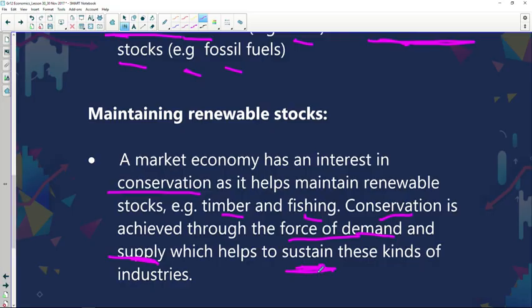So it's not just because we feel like going and getting more fish. They will fish more when they know that there's a high demand at that particular time in the industry. And when there isn't demand, then there's not going to be any fishing taking place, because it's driven by the forces of supply and demand. So market forces play an important role in order to regulate those industries.